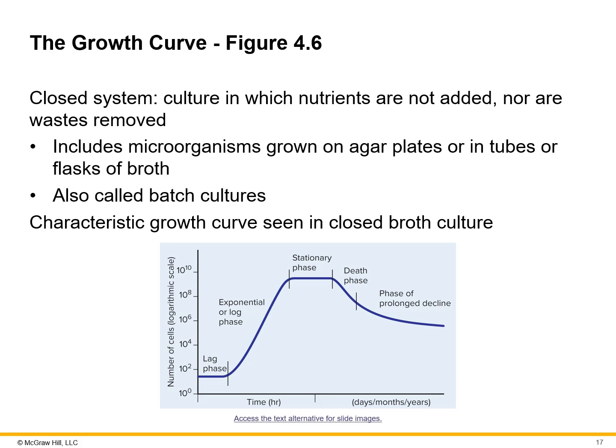There are 5 distinct phases, and different things are happening at these different phases. Lag phase, log phase, stationary phase, death, and then prolonged decline or prolonged death phase. We're going to look into exactly what's occurring in each of these stages.